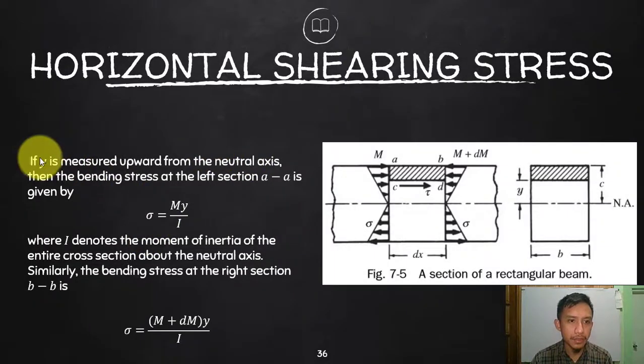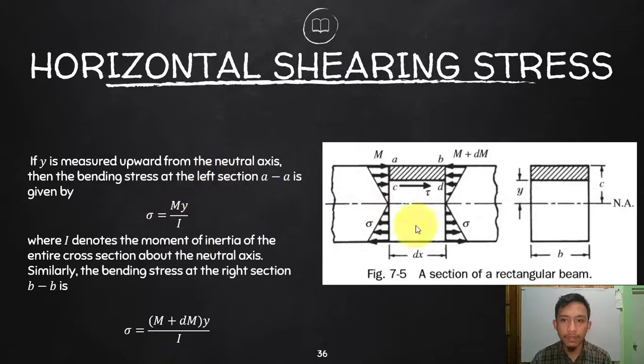Now let's continue. If y is measured upward from the neutral axis, that is just an assumption, but of course, later on your y could be going down or up. Depends. Then the bending stress at the left section AE is given by this one. We already established this in your flexural stress. The stress is equal to My over I. Since we are considering section A, the moment there is M, so the stress at the point or fiber that we are considering is My over I.